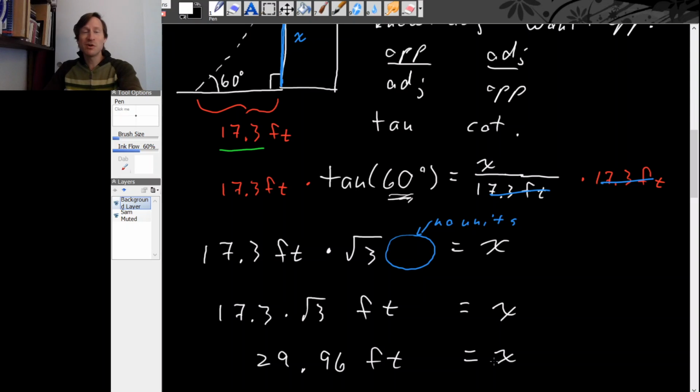So the important points for any application like this is, first, look for a right triangle, because if you can find a right triangle, then you can use the trig functions. And second, to choose the appropriate trig function, think about which sides you know and which sides you want, and you pick a trig function that relates those sides.